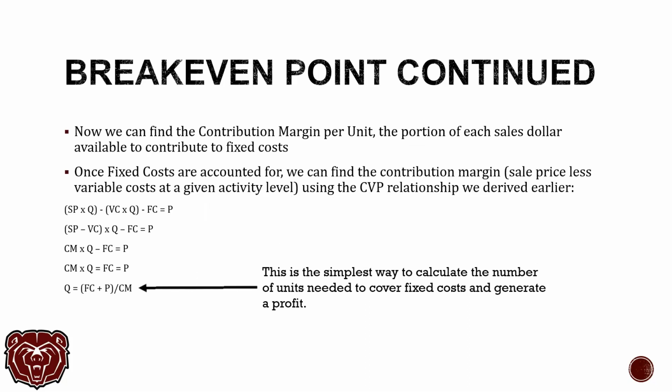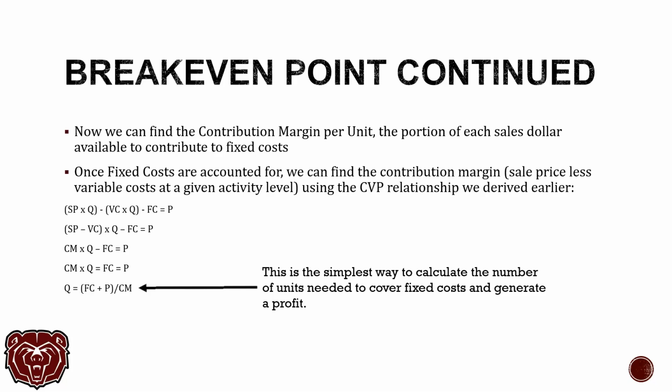So once we have that information, once we know our profit, we can find our contribution margin per unit, and that's really important. And the contribution margin per unit is simply the portion of each dollar of sales that goes to contribute to fixed costs. So what is left to contribute to those fixed costs? And then once we can account for the fixed costs, we can find the contribution margin. So the contribution margin is simply your sales price less variable cost at any given activity level. And this is what we call the cost volume profit relationship. We derived this earlier, right?